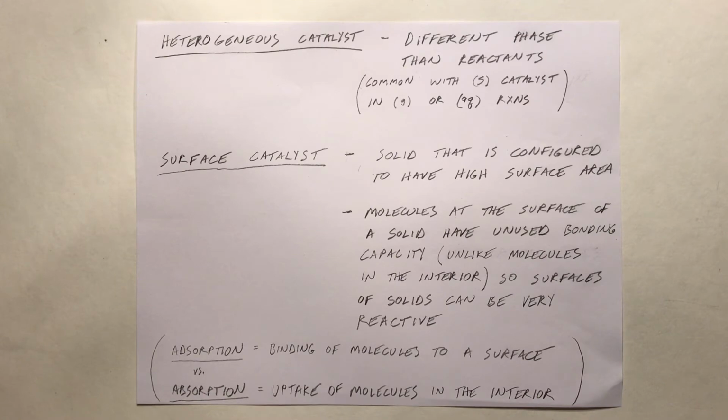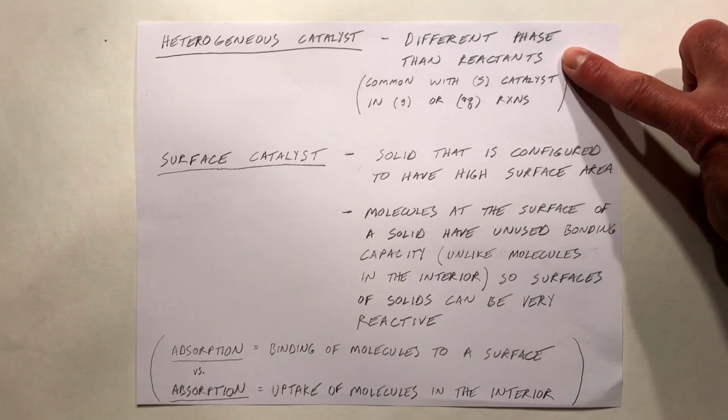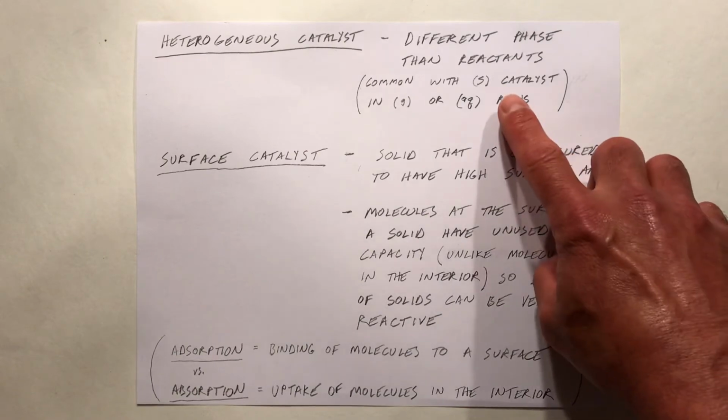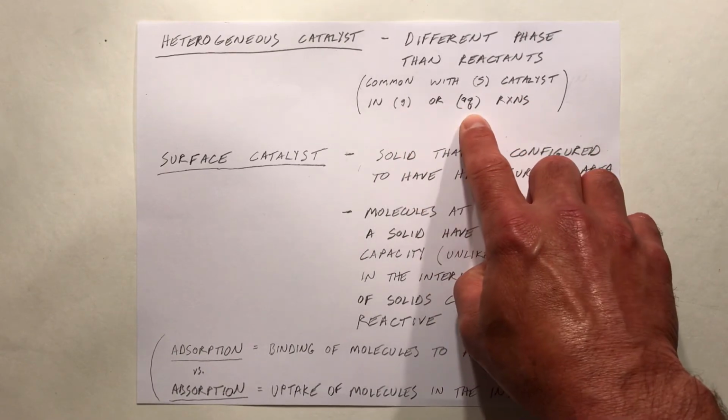All right, let's consider a heterogeneous catalyst now. A heterogeneous catalyst is a catalyst that has a different phase than the reactants. Now, this is common where we have a solid catalyst in gaseous or aqueous reactions.